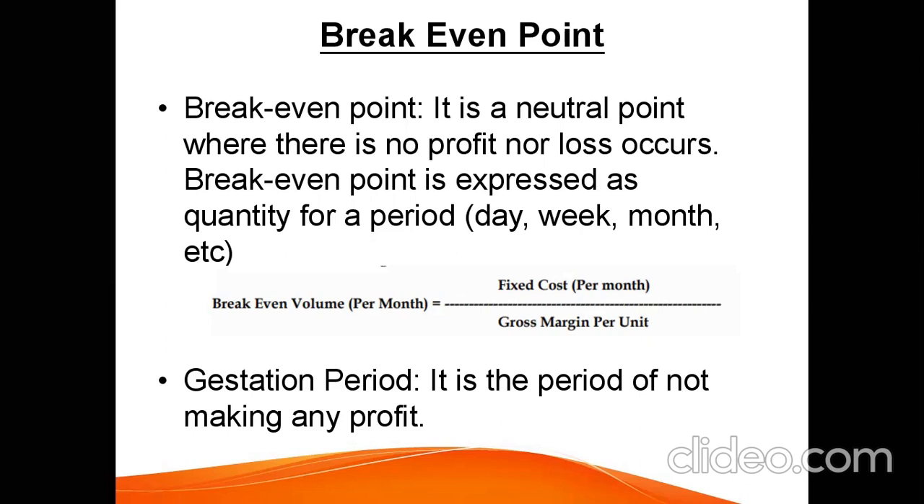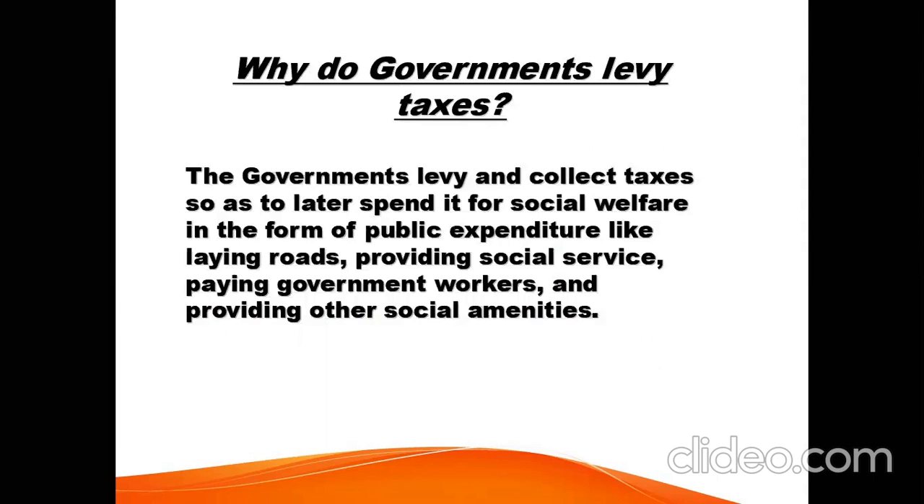Gestation period. Gestation period is a period of not making any profit. When any business is started, it takes almost 3 to 4 years to cover up all the costs which are incurred to start and set up the business. The period in which the earnings or profits are covering up the costs that are incurred for investments and for setups, that period is considered as gestation period.